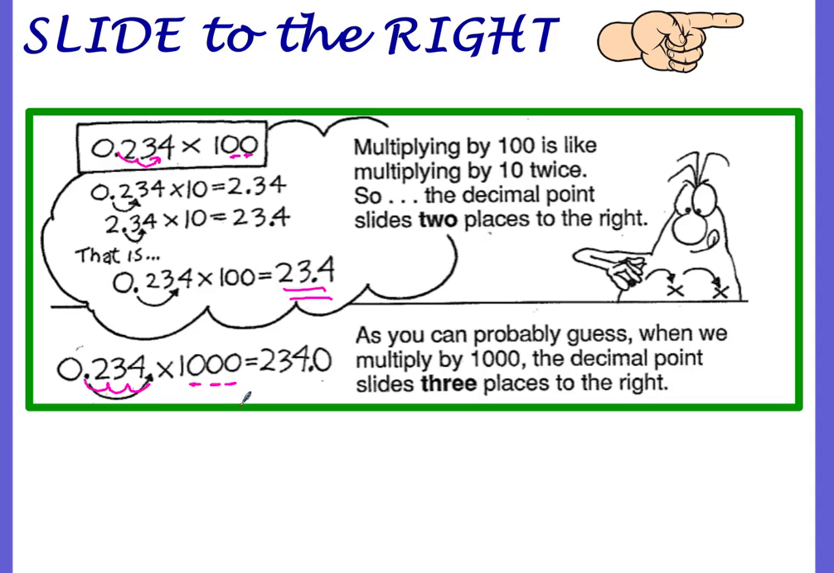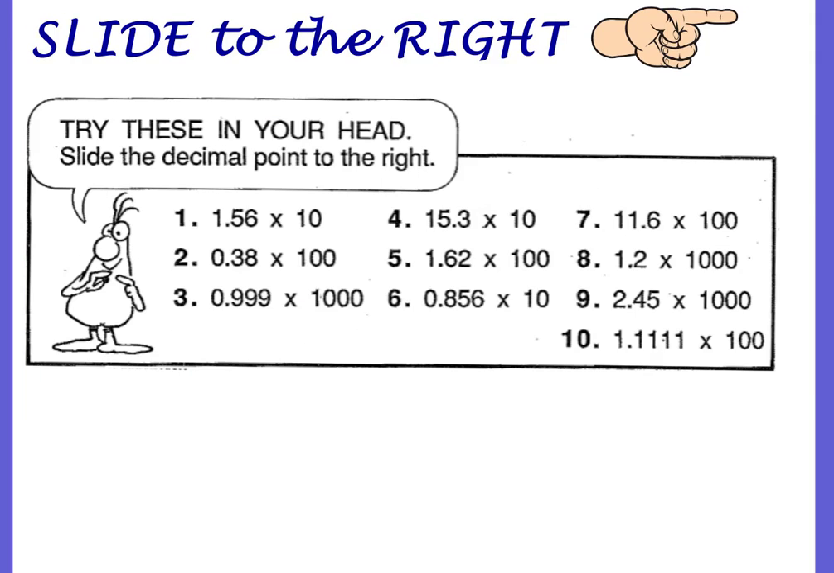That's all there is. To multiply by powers of 10, like 10, 100, 1,000, 10,000, and so on, all you do is slide the decimal point to the right the same number of places as there are zeros in that power of 10. So let's do some examples. 1 and 5600ths times 10. There's 1 zero in the power of 10, so I slide the decimal point 1 place to the right, and I get 15 6/10.